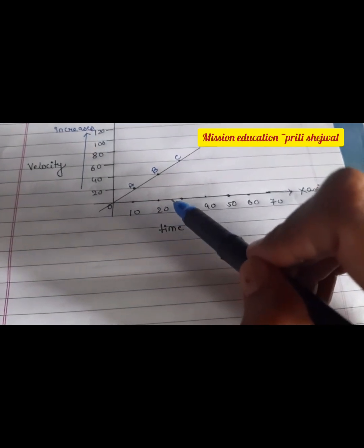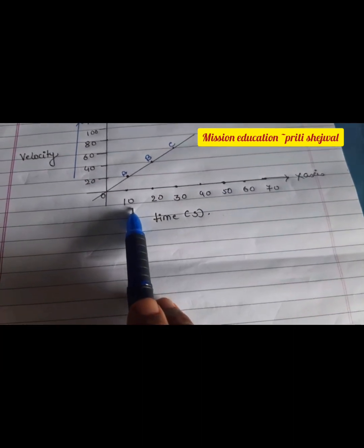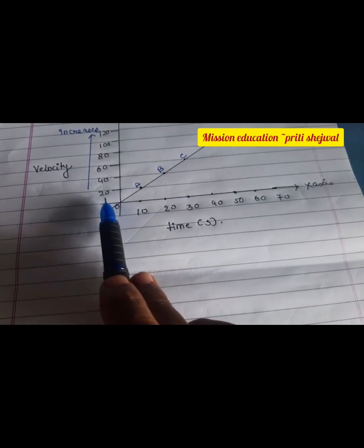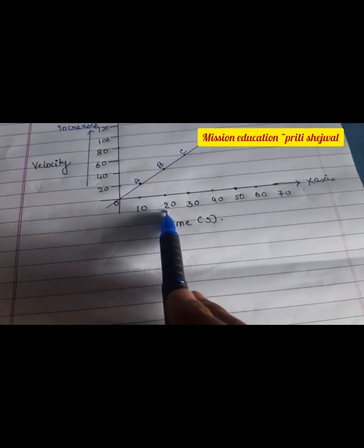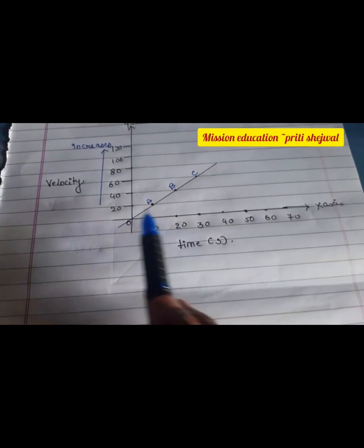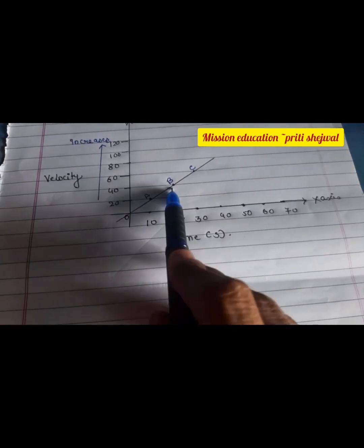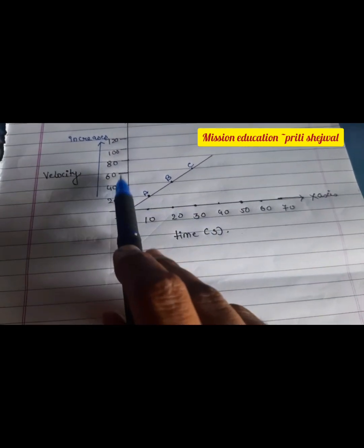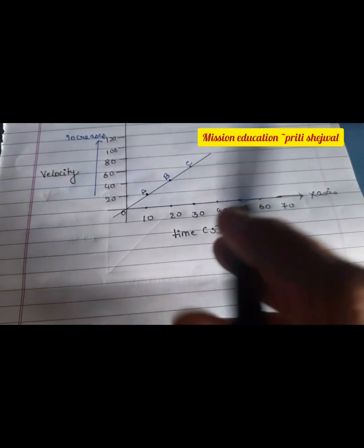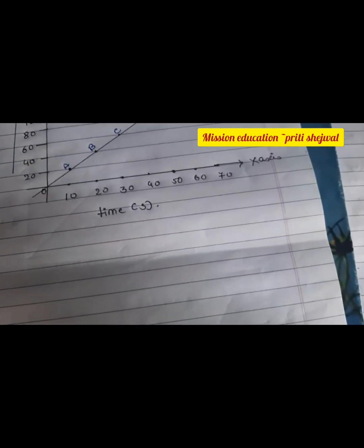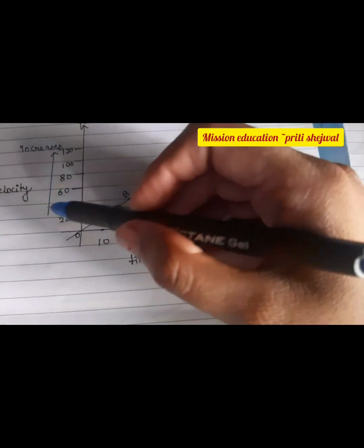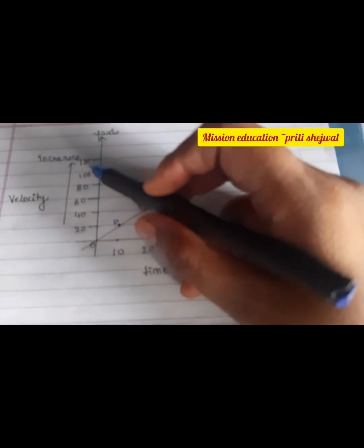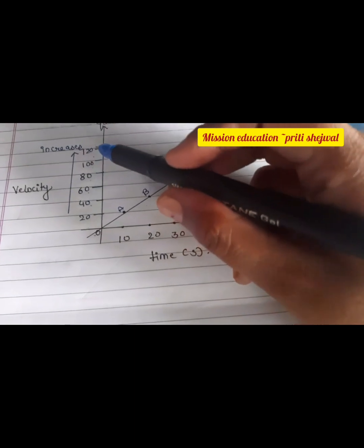In this example, in the first 10 seconds, the velocity at A is 20 meter per second. This is the velocity of the car. In the next 10 seconds, the velocity is 40, that is point B. Again in the next 10 seconds, the velocity is 60, that is point C. This means after each 10 second interval of time, the velocity increases: 20, 40, 60, 80, 100, 120. The velocity is in an increasing state.